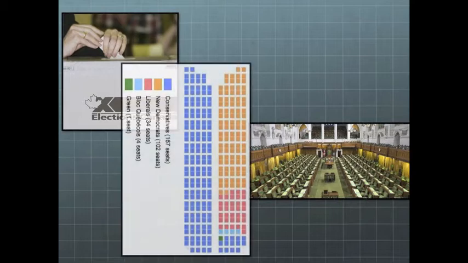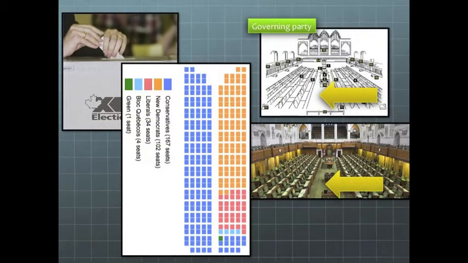When we elect people to represent us in the House of Commons, they'll get a seat, but there isn't a specific seat. Instead, the representative will sit with the other members of their party. The party with the most seats gets to sit on the right-hand side of the Speaker of the House, and they're the governing party. Is this all sounding familiar?